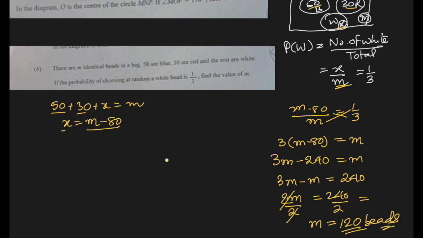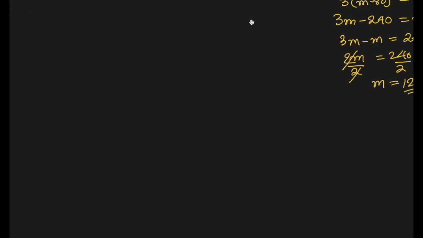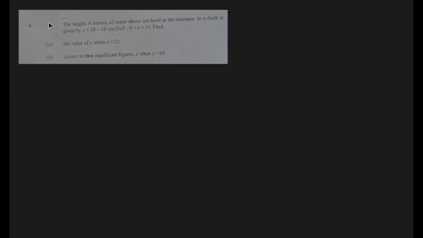All right. Do we have next? Okay. We have here, which is the height, h meters of water above sea level at the entrance to a dock is given by this. So this is sea level, and h is the height. Interestingly, they have used h as well as y for the same parameter. Okay, still we'll do it.